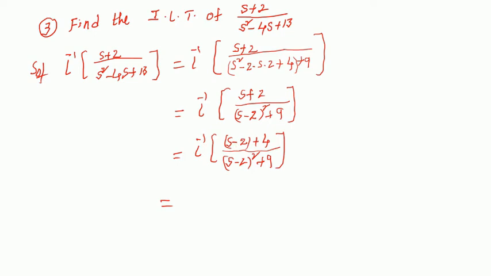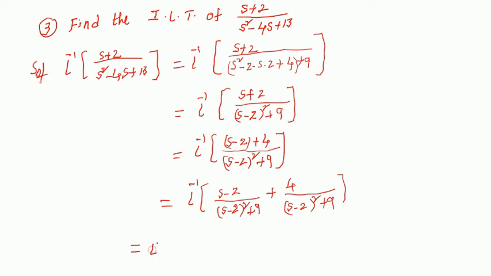I can write a by c plus b by c. So then what happened? L inverse of (s minus 2) by ((s minus 2) whole square plus 9) plus 4 by ((s minus 2) whole square plus 9). Now apply the inverse Laplace transform to the individual functions.